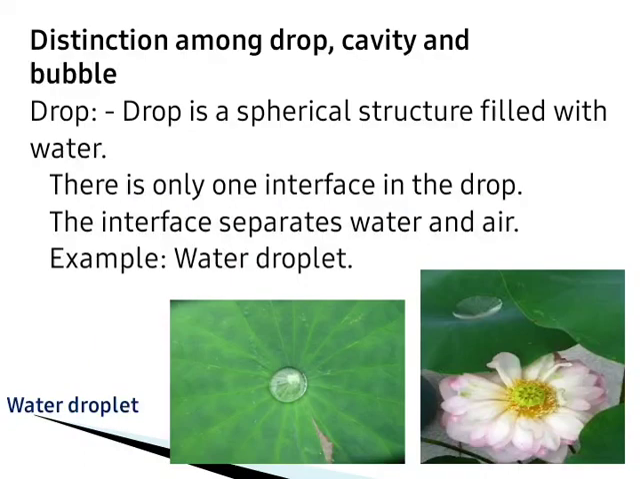Now, let's learn how to distinguish among drop, cavity and bubble. The figure given shows a water droplet. It is a spherical shaped structure filled with water. It has only one interface. This interface separates water and air.